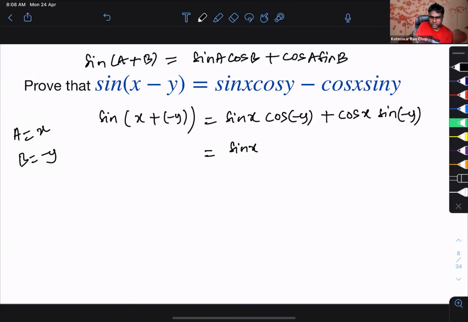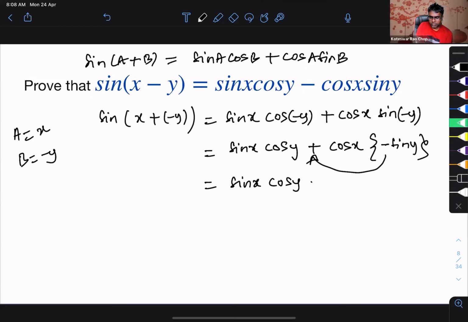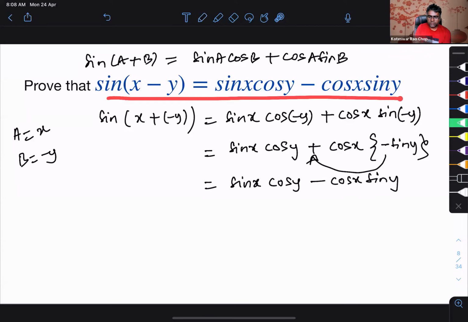So I'll get sine x into cos y plus cos x. But here sine of minus y will be sine y with a minus sign up front. So minus sine y. So you get sine x into cos y minus cos x into sine y. Okay, so that is the result. I hope this is okay.